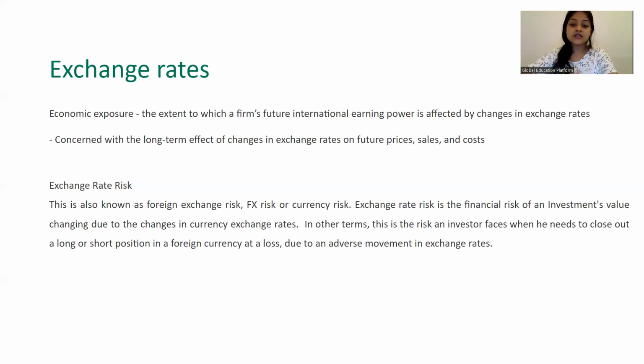In other terms, this is the risk an investor faces when he needs to close out a long or a short position in a foreign currency at a loss due to an adverse movement of the exchange rate. So when you invested, you had lower inflation or a good standard. But later on, inflation took place, and because of that, the comparison rate is really high. You need to pay more to get what you were getting before. So in that case, it's a loss for the organization. Okay, so that's about the exchange rate risk.